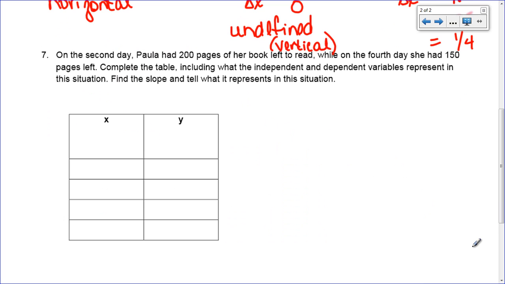On the second day, Paula had 200 pages of her book left to read, while on the 4th day, she had 150 pages left. We're going to complete the table, including the independent and dependent variables, and then we're going to find the slope and tell what it stands for.